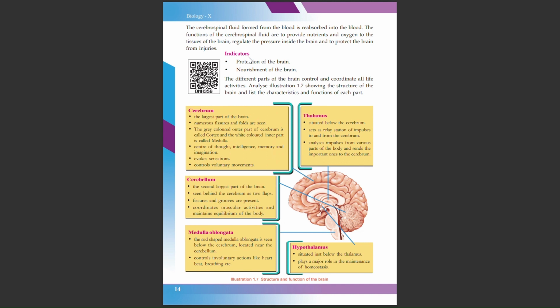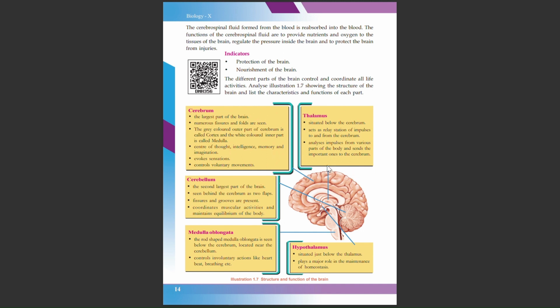Here the indicators: protection of the brain, CSF; nourishment of the brain, CSF; and protection from injury is also CSF. Pressure maintaining is also CSF. So let's study about the parts of the cerebrum. Okay, parts of the cerebrum. Let's study about parts of the brain, sorry.